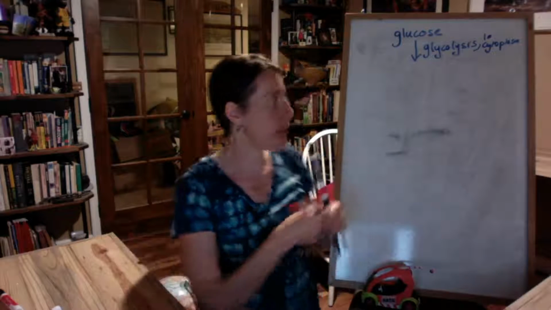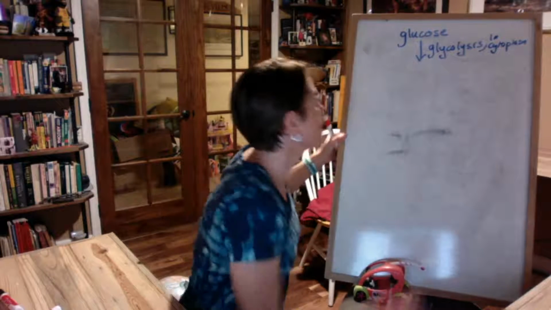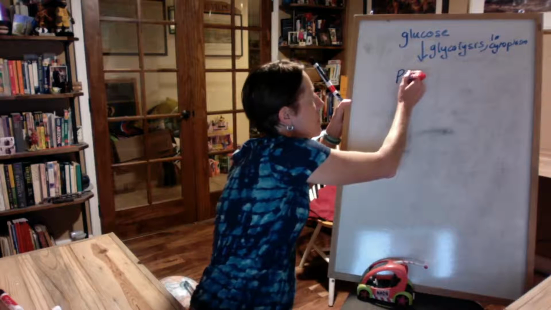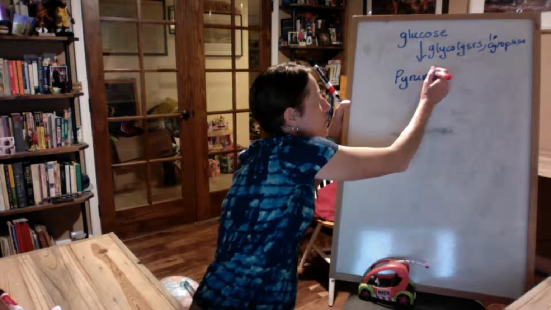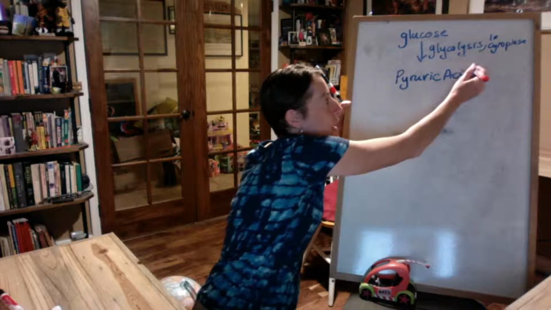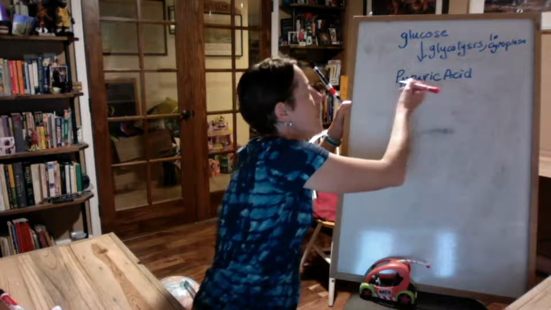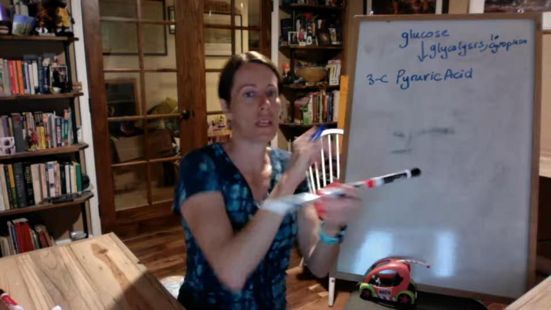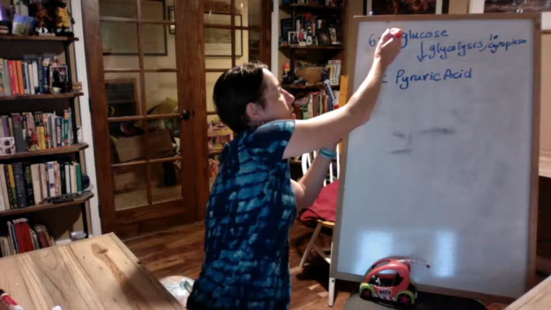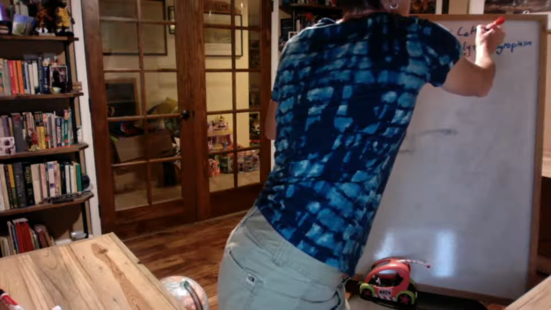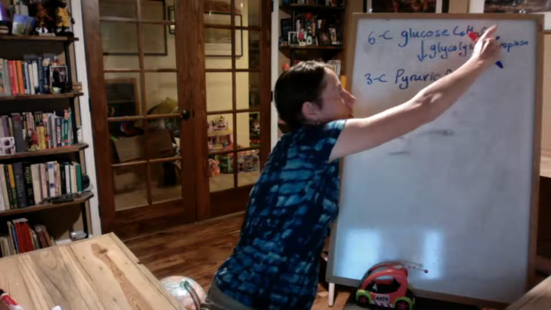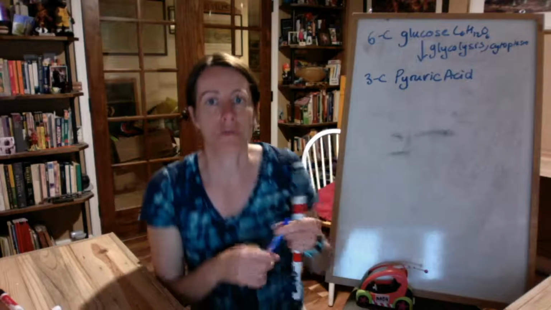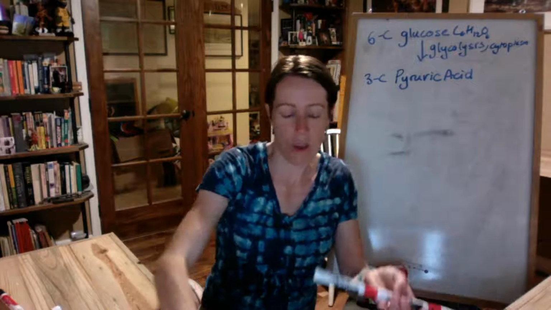All right, so I'm going to write over here that glucose is going to turn into pyruvic acid. Sometimes it's called pyruvate. It's the same thing. And this is 3 carbons all hooked together. See? 1, 2, 3. All right, glucose is 6 carbons. In fact, the actual formula is C6H12O6, right? All right. So that's really the kind of overall chemistry of it here.